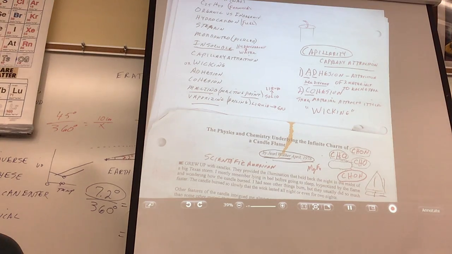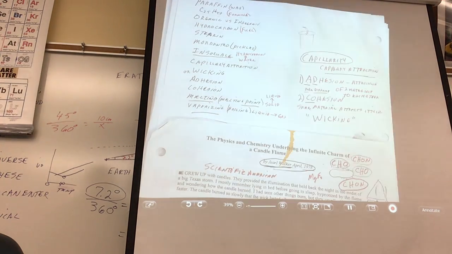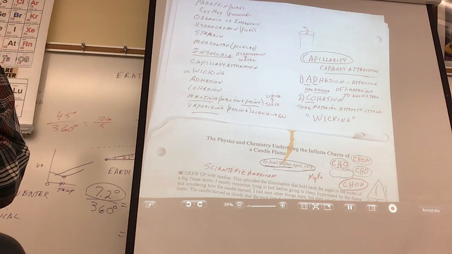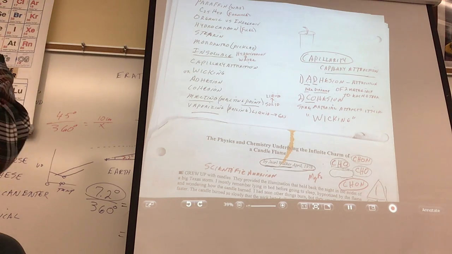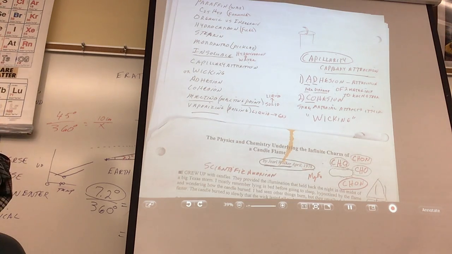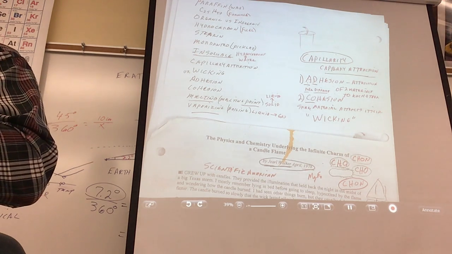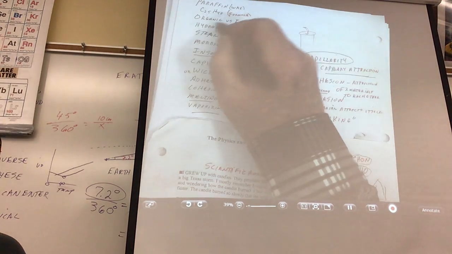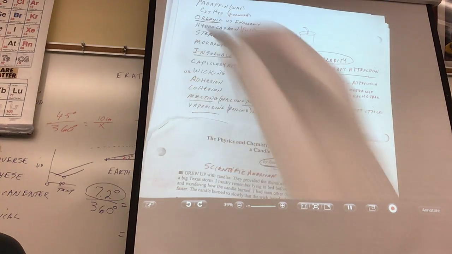What does paraffin have to do with this? Does paraffin have something to do with the candle? What is paraffin? It's a wax, and if you look it up, it has a formula of C25H52. What does that mean? If you're a carbon compound, what word up there means I'm a carbon compound? This right here, organic. So candle is organic.